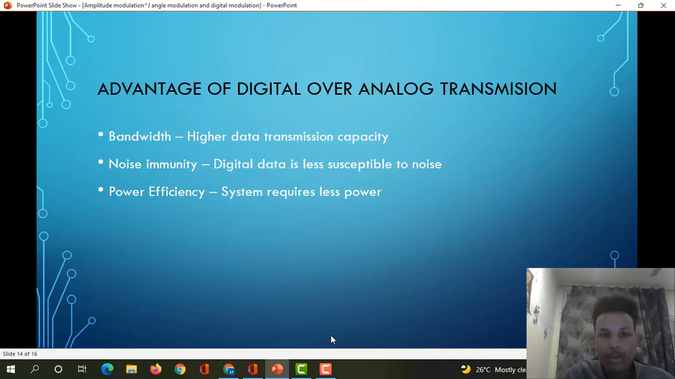Advantages of digital over analog transmission: bandwidth, meaning high data transmission capacity. Noise immunity: digital data is less susceptible to noise. Power efficiency means that the system requires less power in digital transmission.